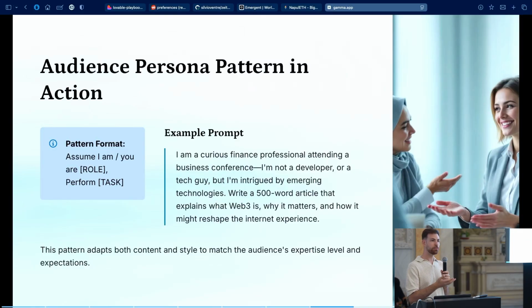I don't know if you tested something like this pattern. So, assume I am someone. If you want to share something, I can. I mean, if you want to explain the example, feel free to do it. I'm happy to make it interactive.